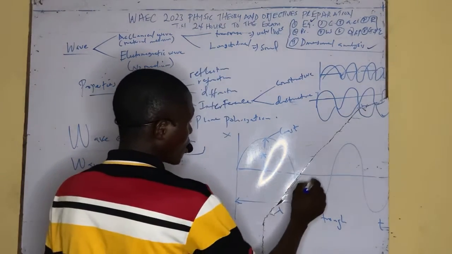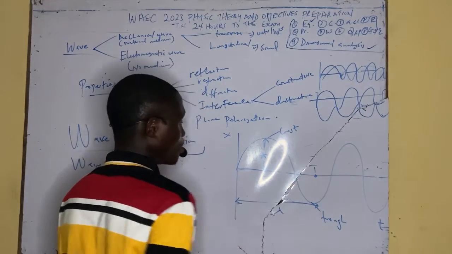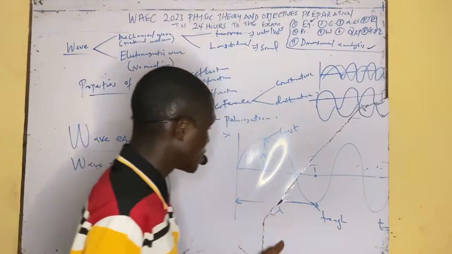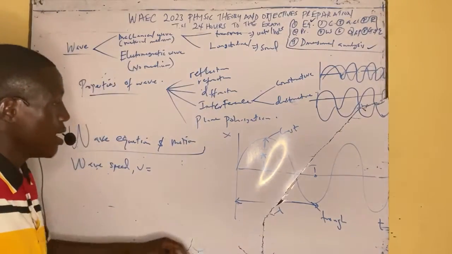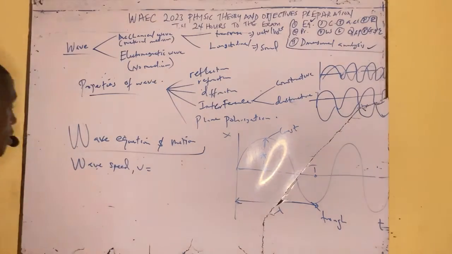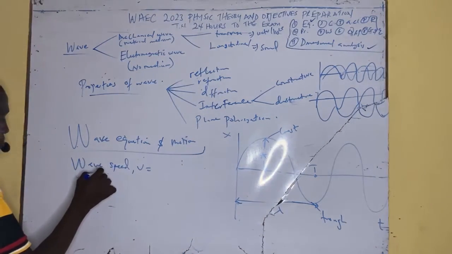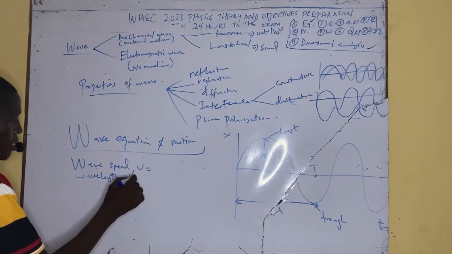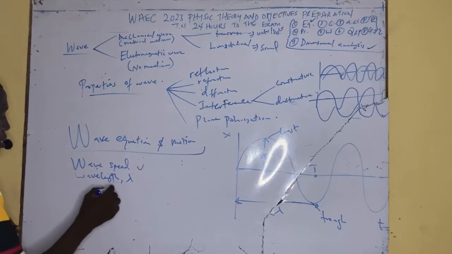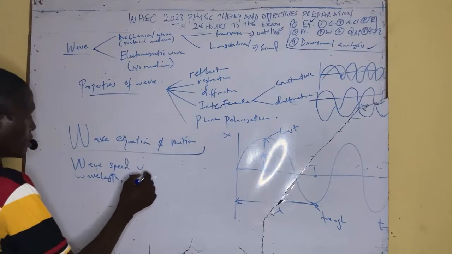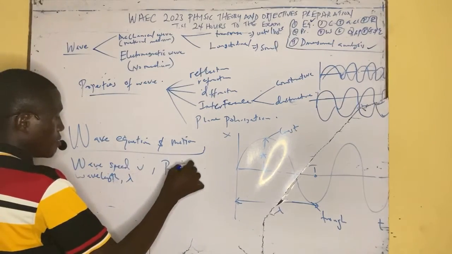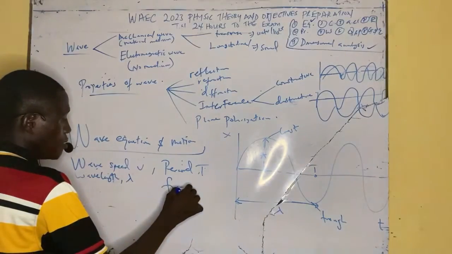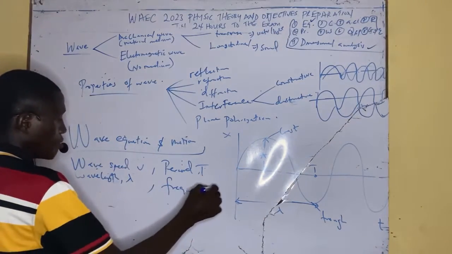We also have capital letter T here, which is the period, the time taken for a complete cycle, and this is lambda, the distance of the wave, which we call the wavelength. Please know that wavelength is lambda, the period T is the time taken for one complete cycle, and the frequency f is the reciprocal of the period.